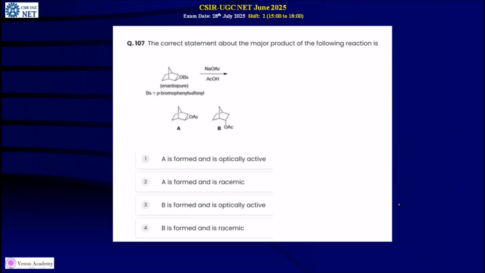Next, the correct statement about the major product of the following reaction, with sodium acetate and acetic acid. Yes, option 2 is the correct option, students. So A is formed and it is going to be a racemic compound. So option 2 is the correct option, students.